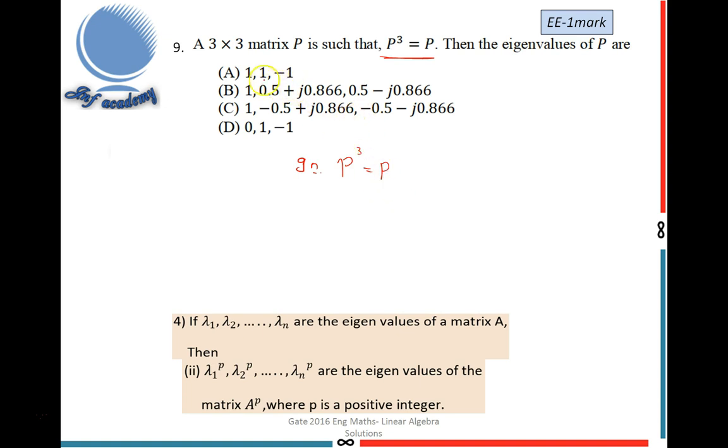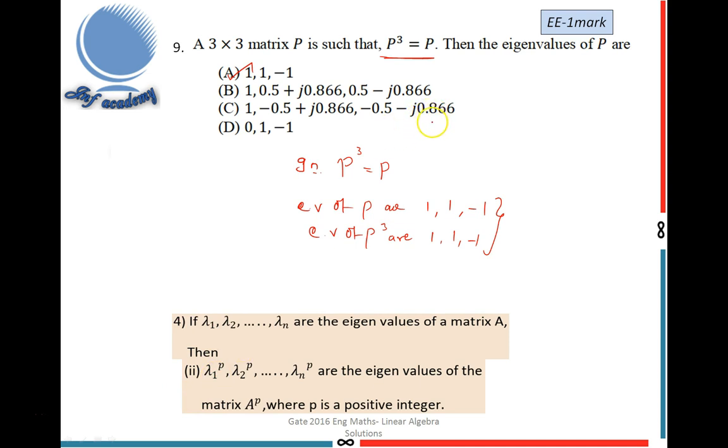First take option A. Suppose eigenvalues of P are 1, 1, minus 1. Given eigenvalues of P are 1, 1, minus 1. By using that property, eigenvalues of P cube are 1 cube, 1 cube, minus 1 cube, that is 1, 1, minus 1. These two are equal by the condition P cube equal to P. So these two matrices have the same eigenvalues. So option A is the correct answer by using that property.